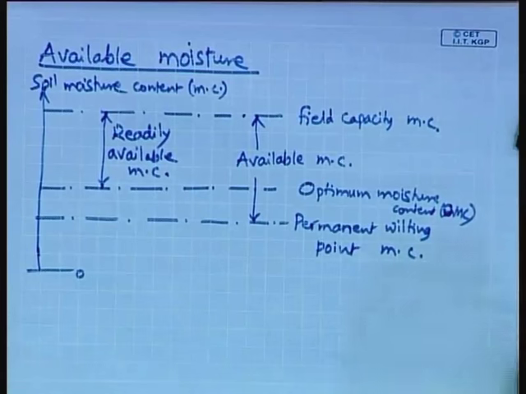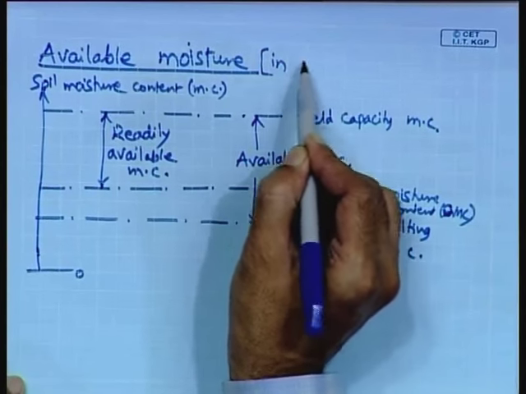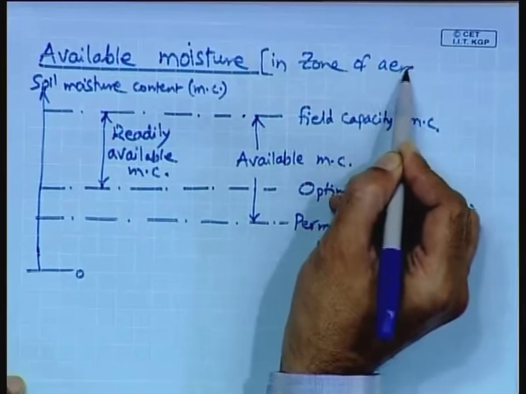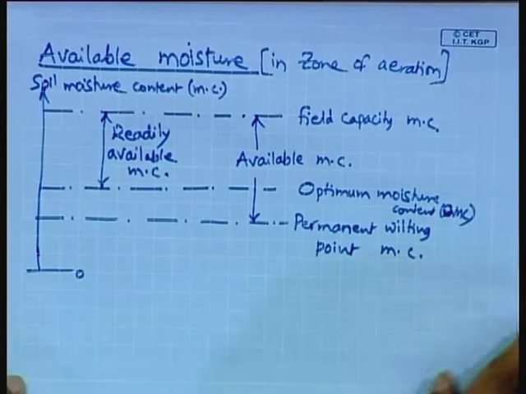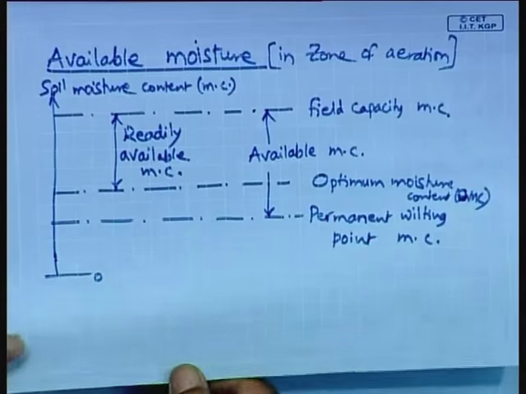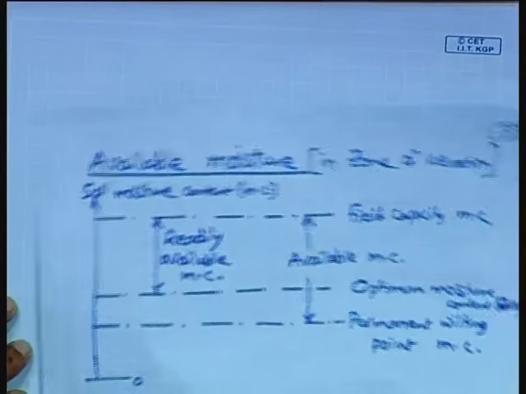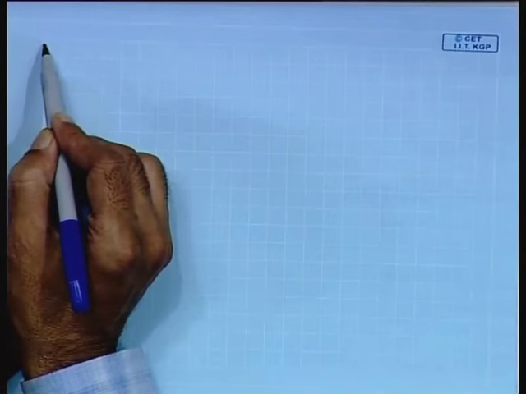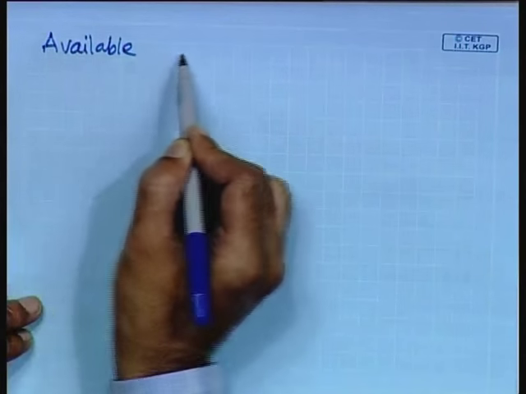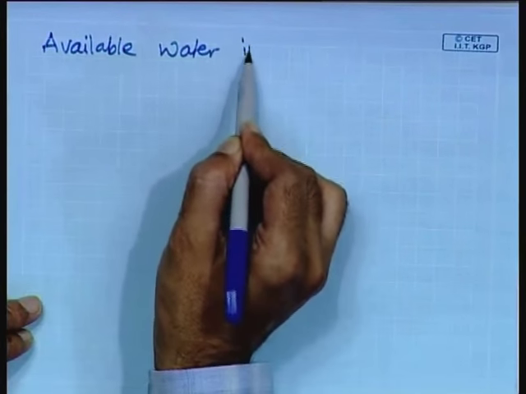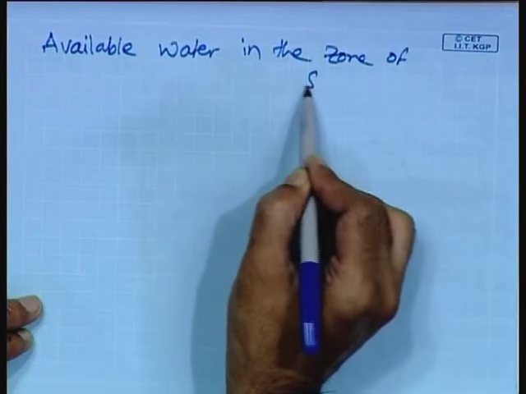Now, let us come to the moisture content in the zone of aeration. This is available moisture. Now, let us come to the zone of saturation, and the available water in the zone of saturation.